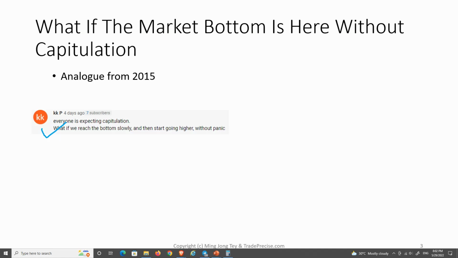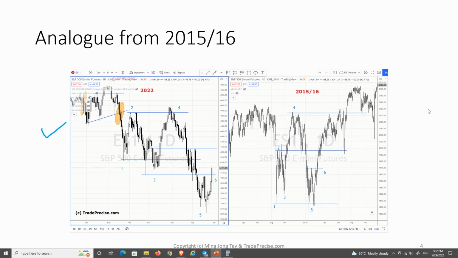So let's just take a look at the analog. This is really the analog from 2015-16. If you remember that time, if you're trading, that's really a volatile period. On the right hand side here is 2015-16, and on the left hand side is the current year. You can see that there's a ton of volatility involved in 2015-16, and I wouldn't say it's very similar, but there is certainly some similar structure between 2015-16 compared to the current year.